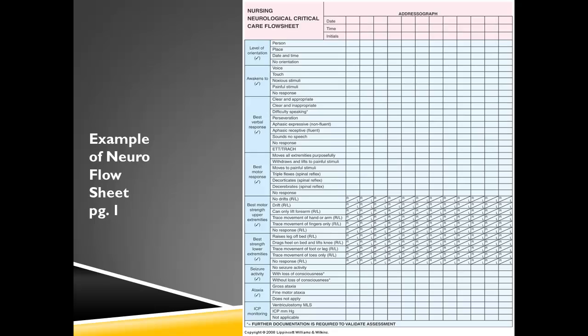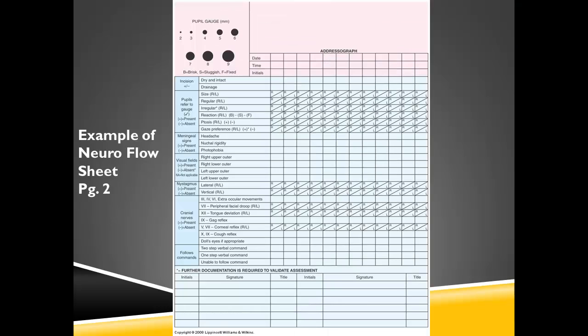This is an example of a neurological flow sheet in a critical care unit. This varies from hospital to hospital and is now online. Again, another example of the neurological flow sheet, the second half.